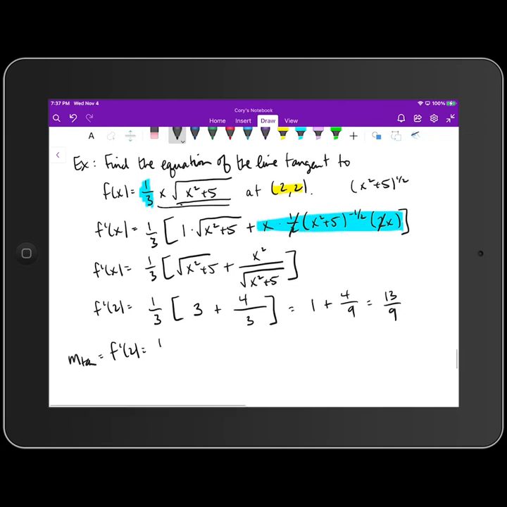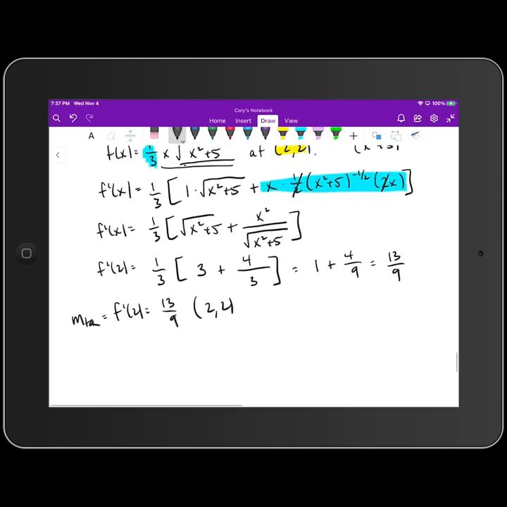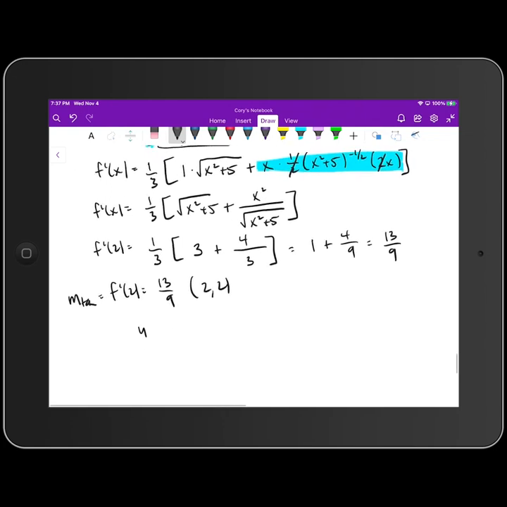And once we have the slope of the tangent line being 13 over 9, we know the point of tangency is the ordered pair (2, 2). So I can plug that information into my point slope formula. So that's y minus the y coordinate 2 equal to the slope 13 over 9 times x minus the x coordinate 2.